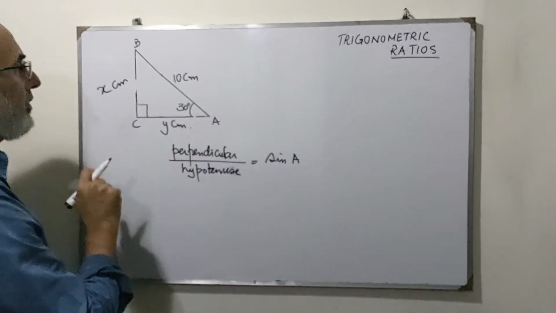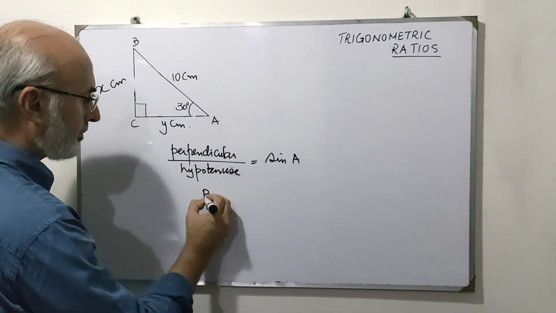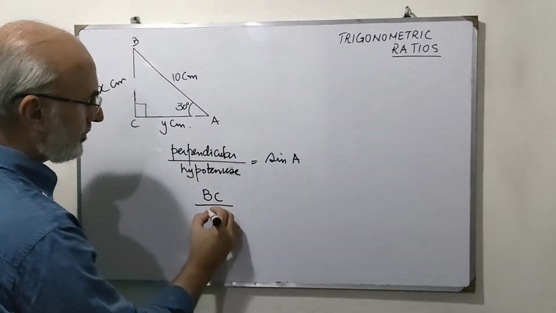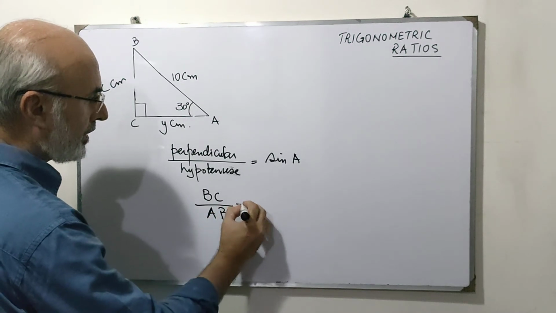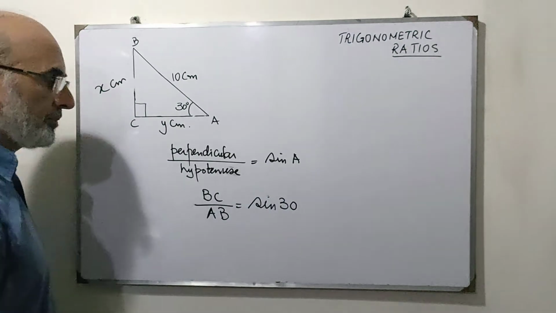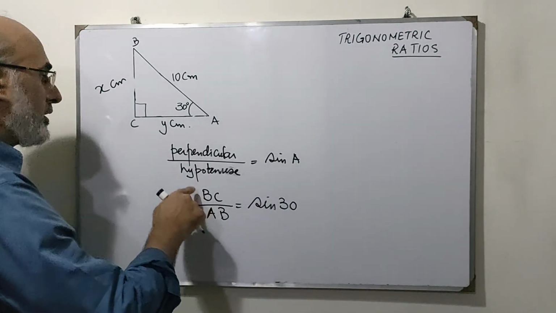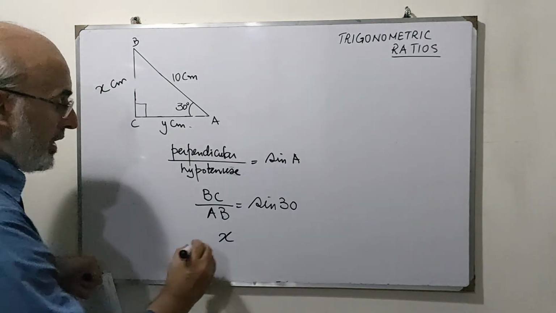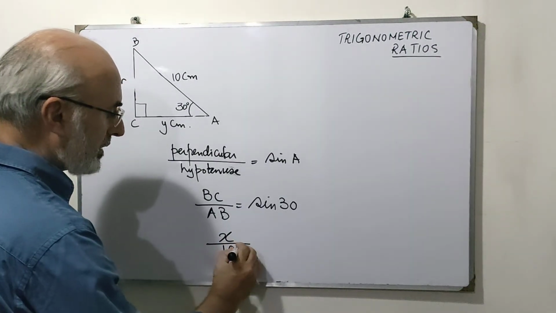What do I have here? BC. What do I have here? AB is sine 30. Okay, now what is BC? It is x. I need to know. What is AB? It is 10 centimeters.